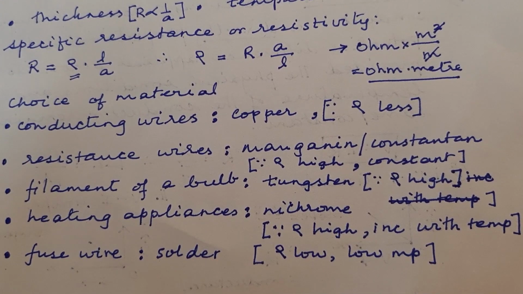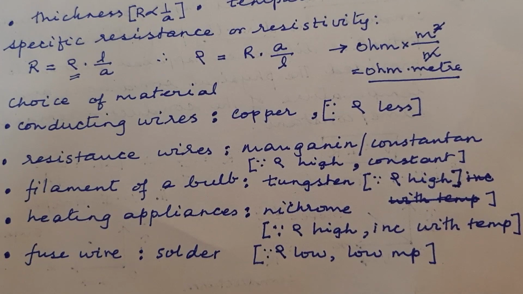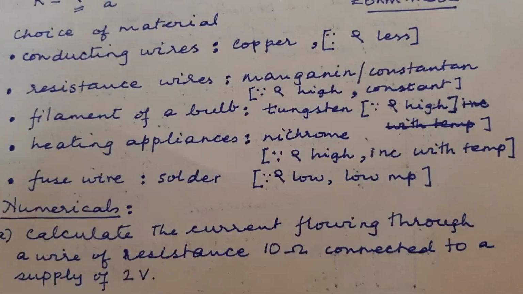The last one here is fuse wire, and that is the solder material, which is 50% lead and 50% tin. And the reason is since its resistivity is low and it has low melting point, so it will easily melt and break the circuit in case excess current flows through the circuit.